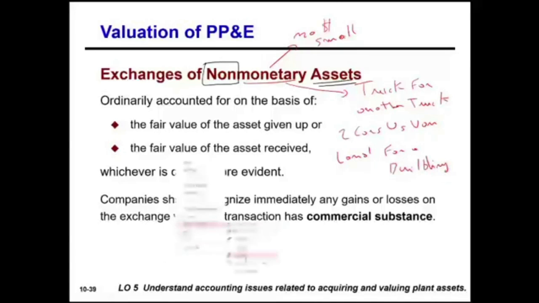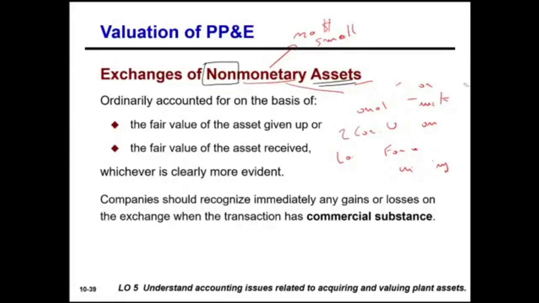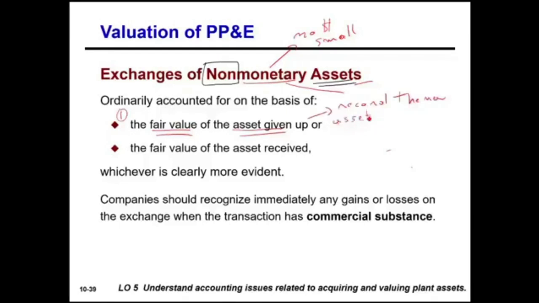So there are special rules that we need to learn about when it comes to these assets. The first rule we need to know is this: ordinarily, they are accounted for on the basis of what? When we account for these transactions, what we're going to be looking at first is the fair value of the asset that we are giving up. So this is the first thing we do. It means if we know how much we are giving up, we record the new asset, because you're exchanging an old one for a new one, at the fair value of the asset given up. How much of an asset did you give up? That's how you would record the asset.